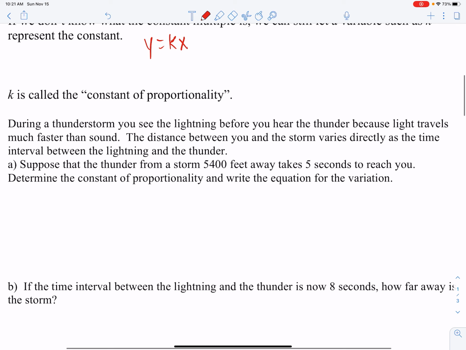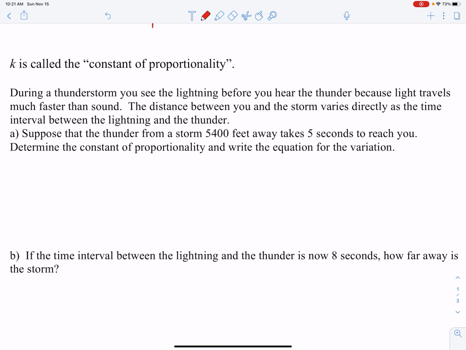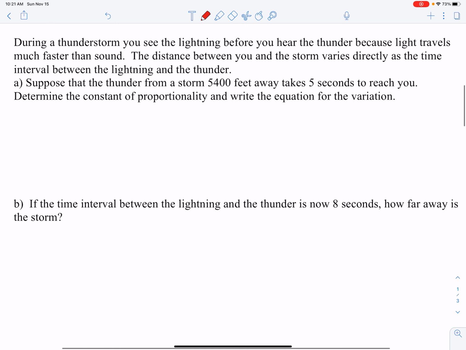So let's take a look at our first example. It says, during a thunderstorm, you see the lightning before you hear the thunder because light travels much faster than sound. And our next sentence is the key one. The distance between you and the storm varies directly as the time between the lightning and the thunder. So before I even read the rest of the problem, when I see that it says distance varies directly as the time, the varies directly part tells me it's going to be one variable is a constant times the other variable. So distance varies directly as the time. I just have D equals KT.